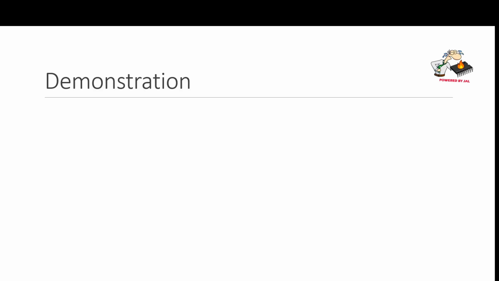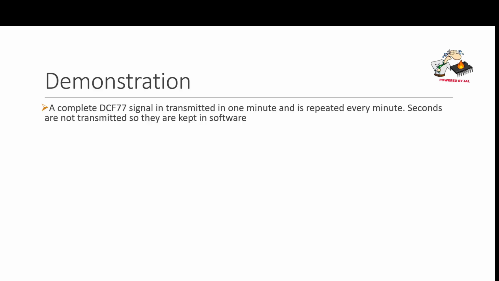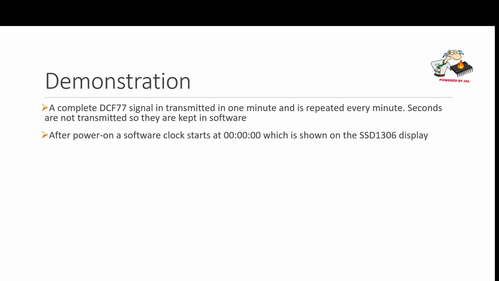So what will you see in the demonstration? First, as I said before, a complete DCF77 signal is transmitted in 1 minute, and it is also repeated every minute. And seconds are not transmitted, so if you want to display seconds you have to keep track of them in software. So what you will see is that after power up a software clock is started, and it starts at 000, and you can see it on the display.